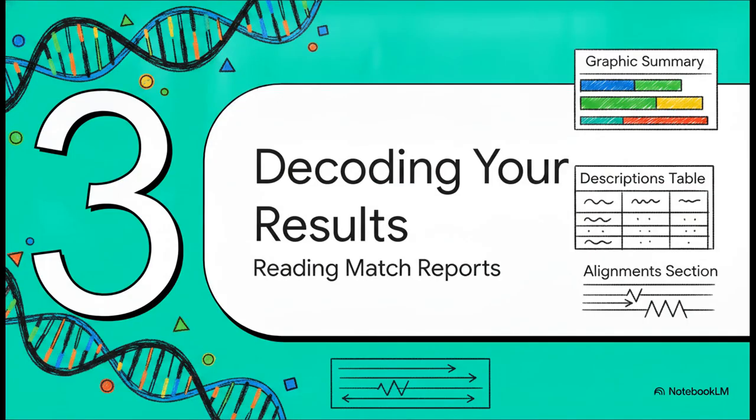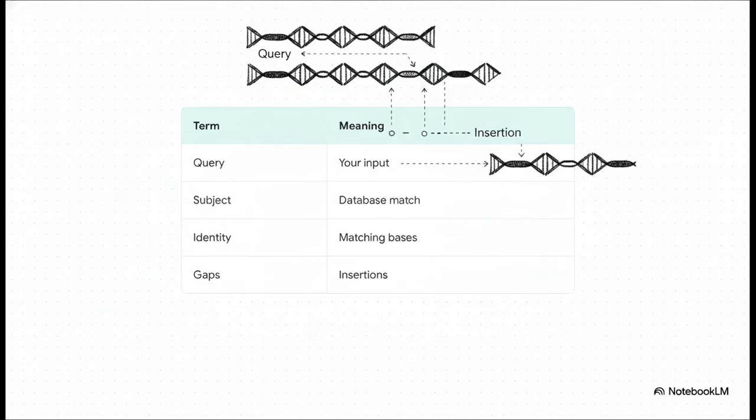Section 3. Decoding your BLAST results. Reading the match report. Okay, so once the search finishes, your screen is going to populate with a graphic summary of colored bars and a descriptions table. But to really read the detailed alignment section, you've got to know the lingo. In that section, you'll see your sequence stacked directly on top of the matching database sequence.